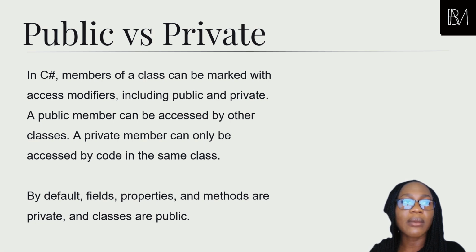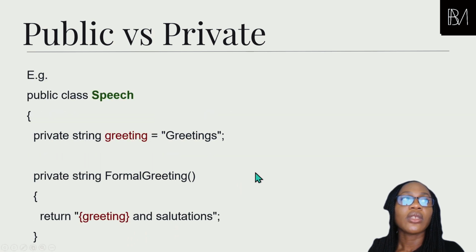So let me give you an example. By default, fields, properties, and methods are private and classes are public. This is the default setting, but you can actually declare what you want, public or private, as you feel. So look at this line of code as a very small example. This is not a series of classes. This is just a line of code with a variable speech. So greeting is a variable inside of the class speech. It's a string and it's containing the content of greetings.